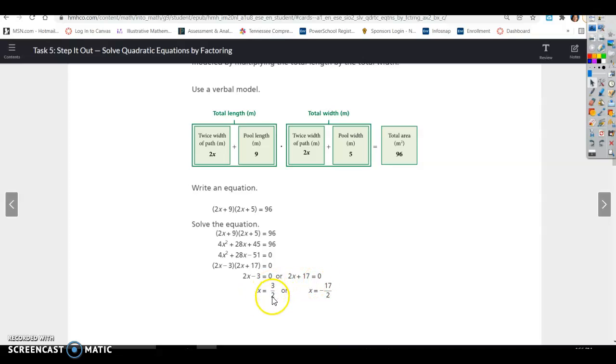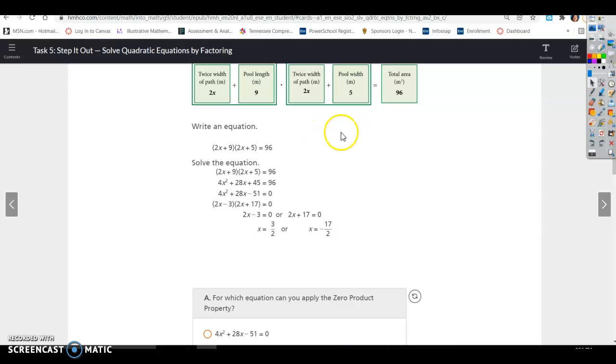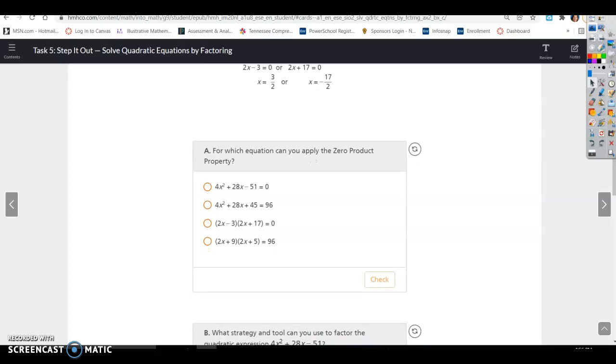So x equals 1.5, 3 halves is 1.5, or negative 17 over 2. Now, this answer is not going to be reasonable because we're looking at length times width. Both of these are distances. So we can't have a negative x because that would make a negative length or a negative width, and that just would not work. So we only have one good answer there, which is 3 halves.